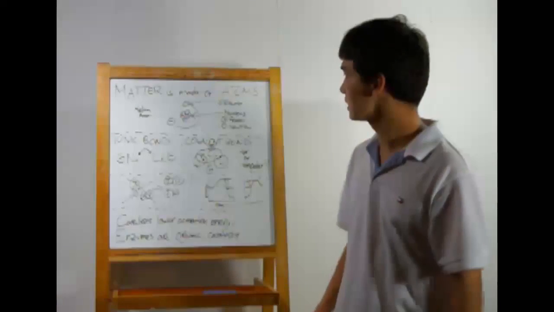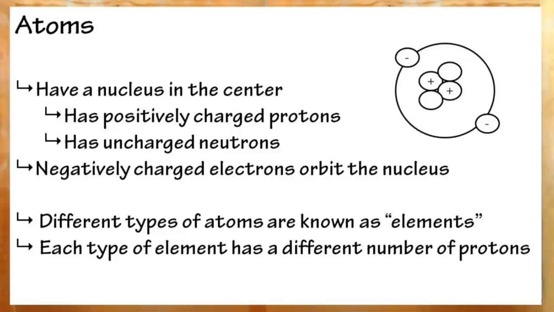To recap, all matter is made of atoms. Anything that's a solid, a liquid, or a gas is made up of small particles. These atoms have a nucleus made of positively charged protons and uncharged neutrons. This nucleus is circled by negatively charged electrons. The different types of atoms are known as elements. Each element has a different number of protons from any other type, and also has the same number of protons in the nucleus as electrons circling around the nucleus.